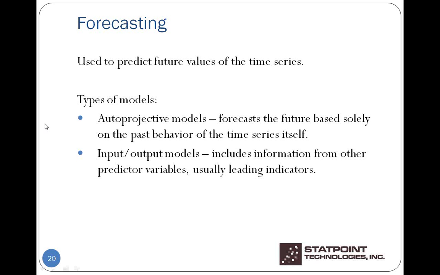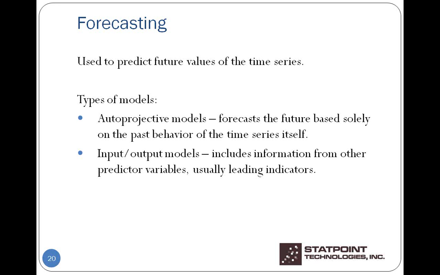There are also, though, input-output models. Input-output models would include information from other predictive variables, other time series. And usually what you look for if you're building an input-output model is some sort of a leading indicator, some other time series that moves before the one that you're trying to predict. And if you can find a leading indicator, then you can improve on the forecasts beyond what an auto-projective model would be able to do.